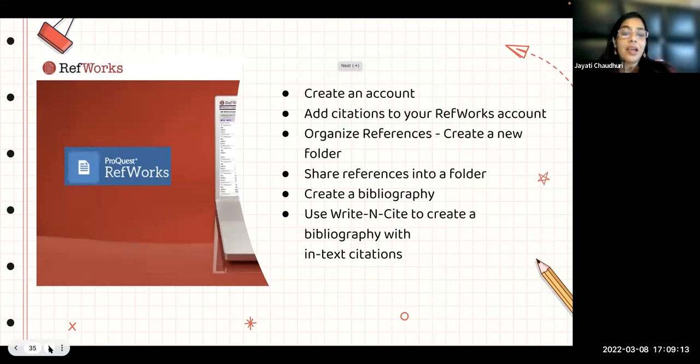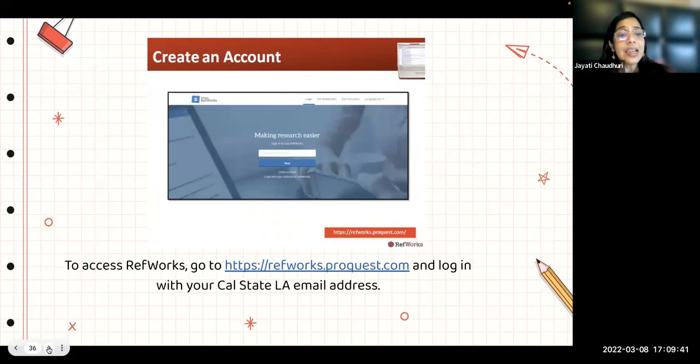Okay, and also you can generate your in-text citation, and RefWorks can insert your in-text citation in the body of your paper. You can integrate RefWorks to your Microsoft Word or your Google Docs account. So when you are actually writing your paper, RefWorks can also work for you and make your research life much easier. So first thing, how to create an account.